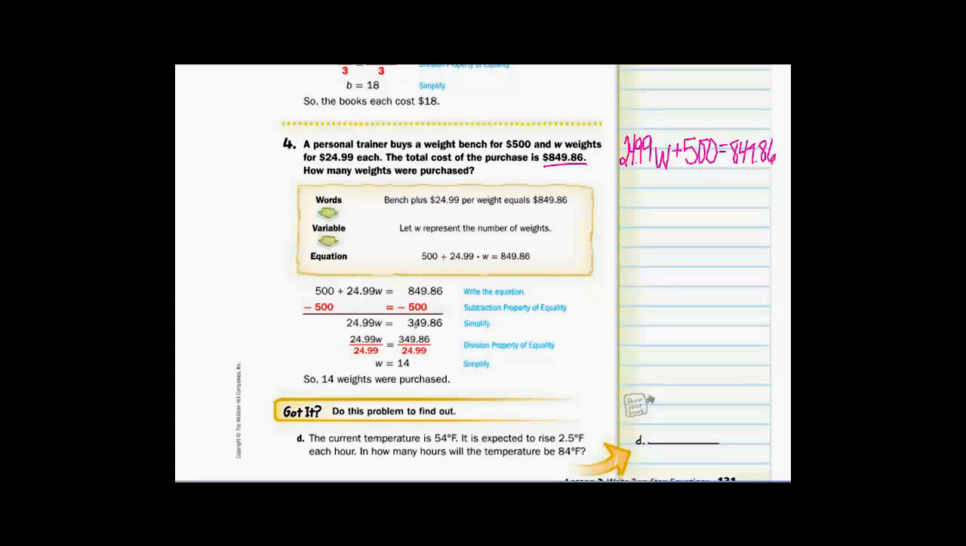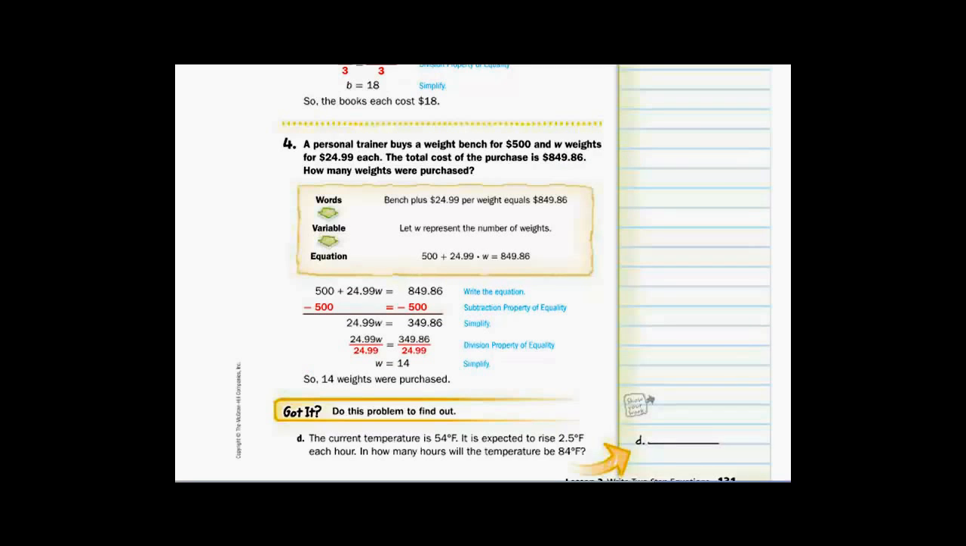So subtract 500 from each. You get $24.99 W equals $349.86. Divide both sides by $24.99. Again, because that is what is connected to the letter. We've got to get W by itself. So if you divide this on a calculator, this divided by this, W is 14. Now what does that mean? W is 14. W stands for the weights, so that means 14 weights were bought. All right, let's try D.